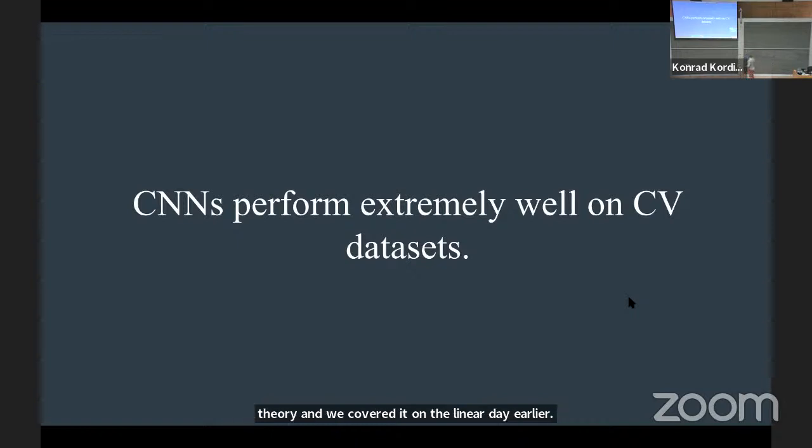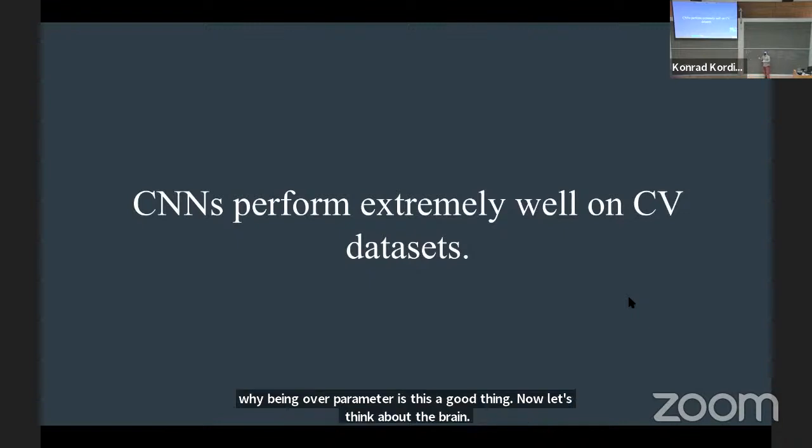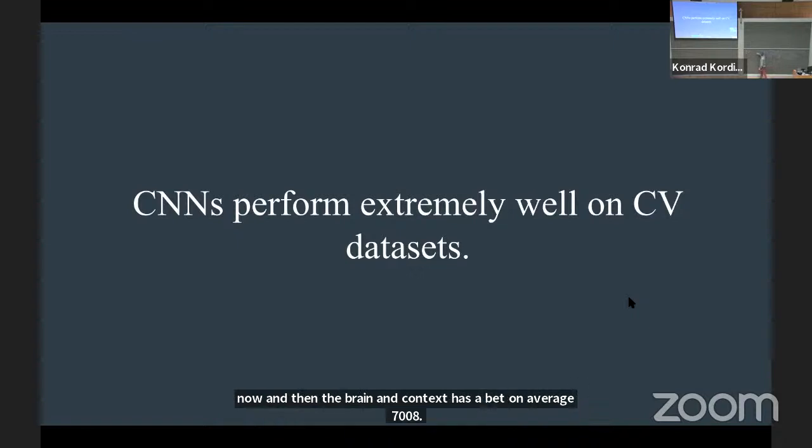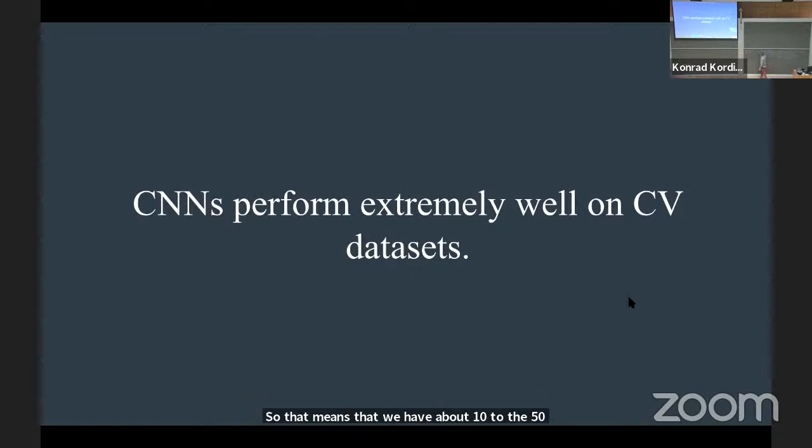Now let's think about the brain. The brain has 10 to the 10 neurons, roughly 85 billion, but 10 to the 10 is close enough. We are just doing back of the envelope. Every neuron in the cortex has on average about 7,000 inputs. So we have about 10 to the 15 synapses. Synapses are the connections between neurons. It's the word that neuroscientists use to talk about a weight.